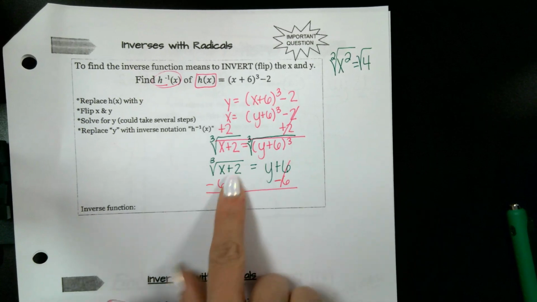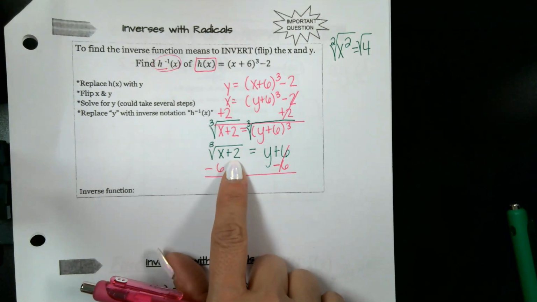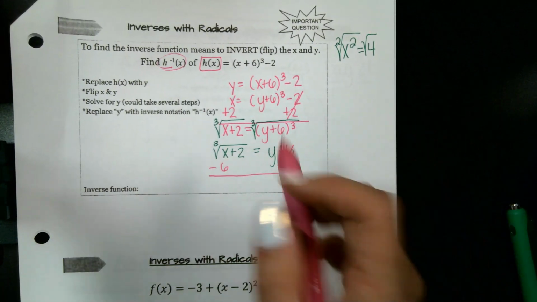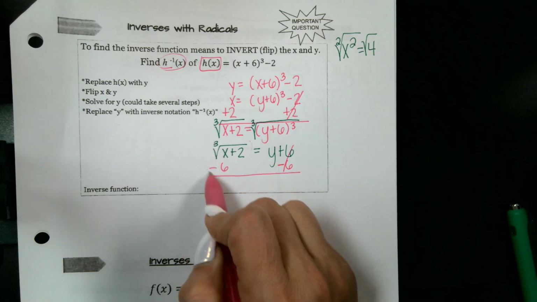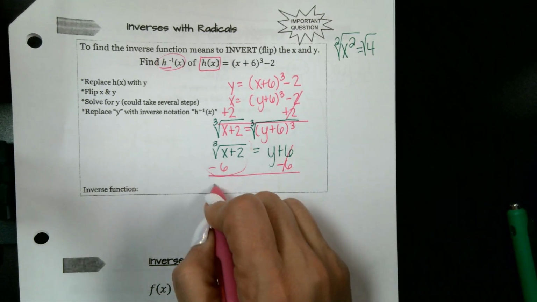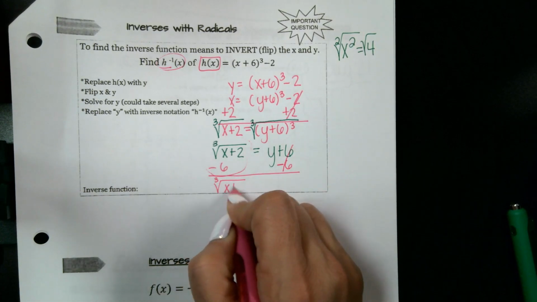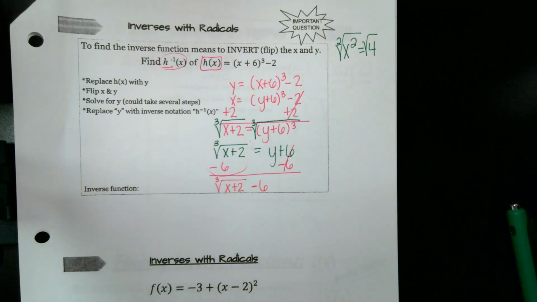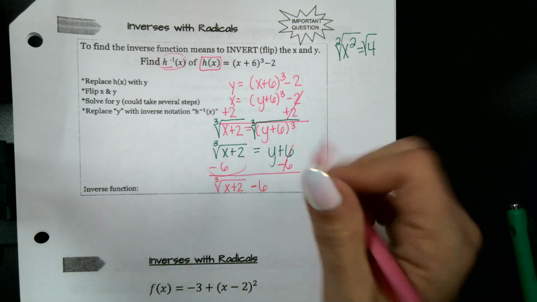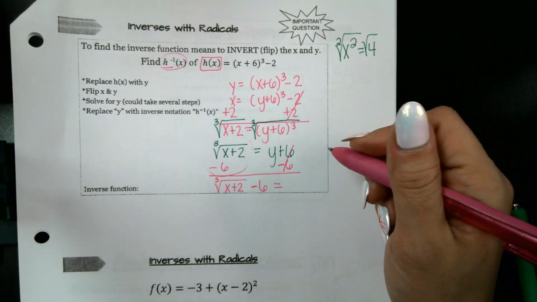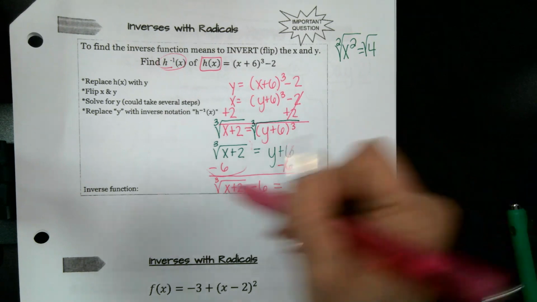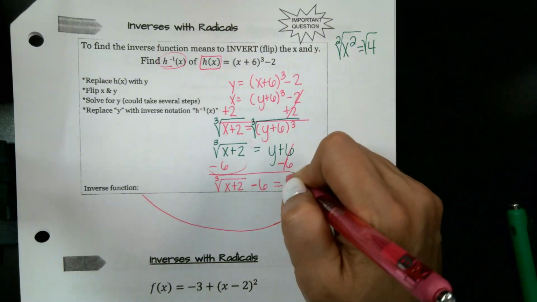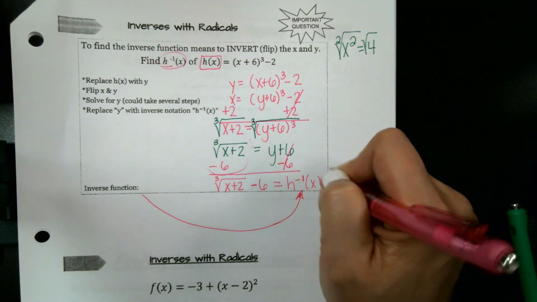Will that 6 pair up with the 2? No, because the 2 is under a radical. It's under a root. So instead, we're just going to write all this stuff sideways. We're going to put cubed root of x plus 2. Then you'll have a minus 6 after it. That minus 6 should not be under the root. Equals, now isn't it just y? So instead of putting y, can't I just go ahead and put the inverse notation, which would be h of x with the negative 1.